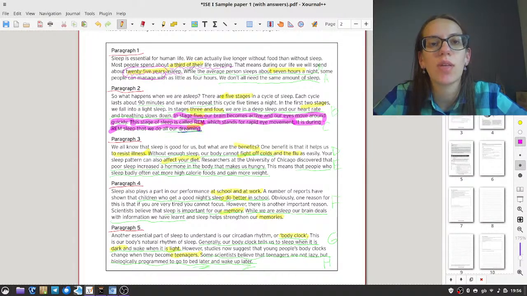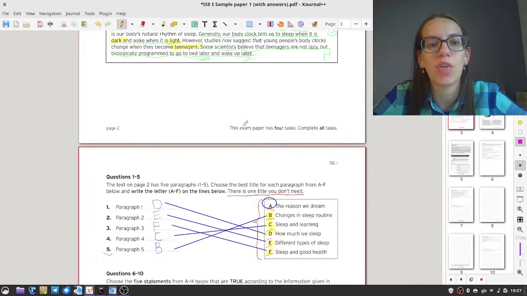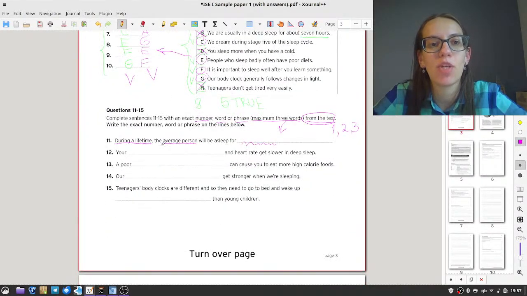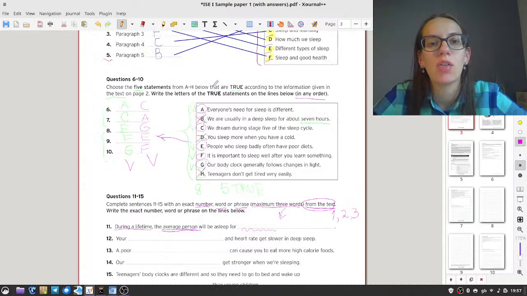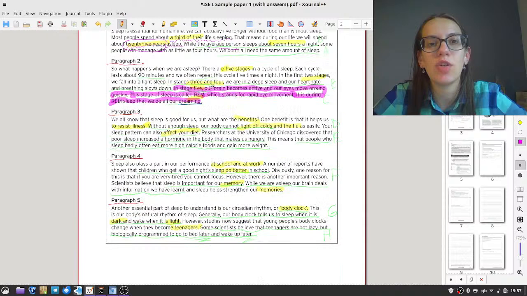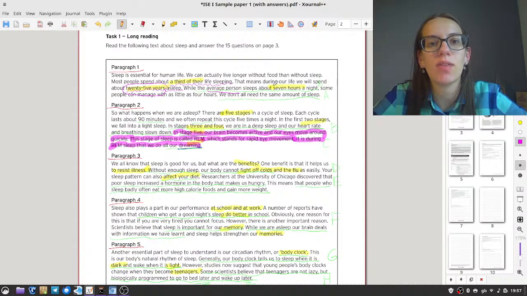Now let's check the rest of it. While the average person sleeps about 7 hours a night. So here you see average person. And we have average person in the question. In the question we have the average person will be asleep for. So it's easy to just say, okay, average person in the sentence, so 7 hours. But 7 hours a night, 7 hours every night.